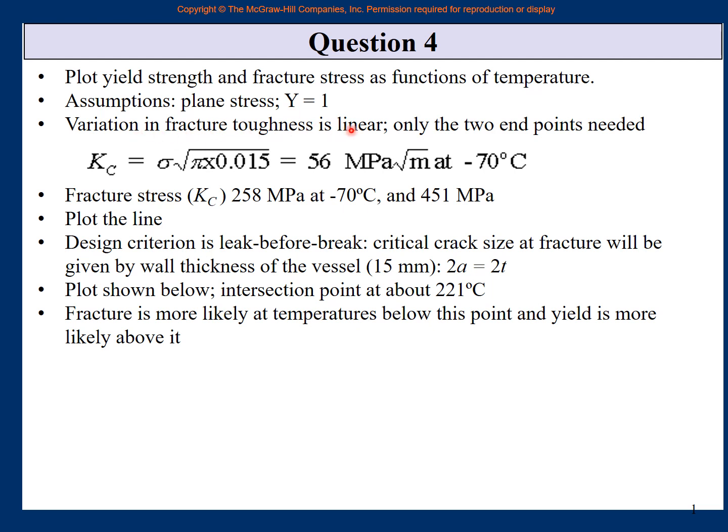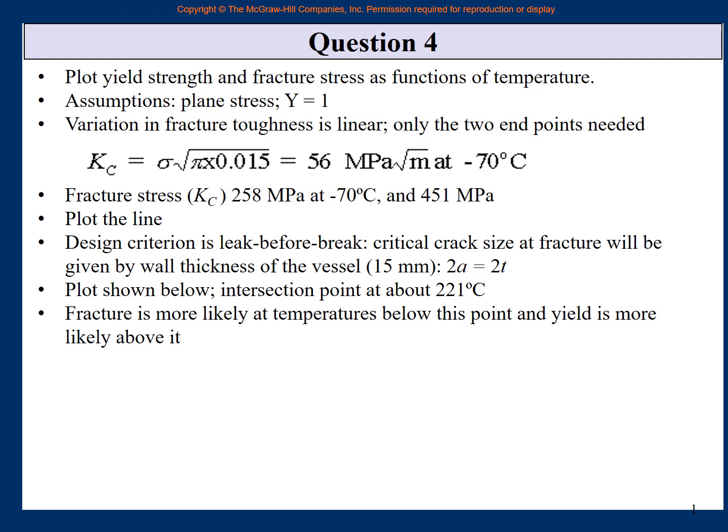Now variation in fracture toughness is linear, right? K1C with respect to sigma is linear, not with respect to A. So it is linear. So you can take only the two endpoints, only at one endpoint and only at the other endpoint. You don't need to draw all the points, right? So this is a trick. You will otherwise have to calculate it at minus 100, 0, 100, 200, 300, 400. But if you just do at minus 100 and 400 the end temperature, then that is it, right?